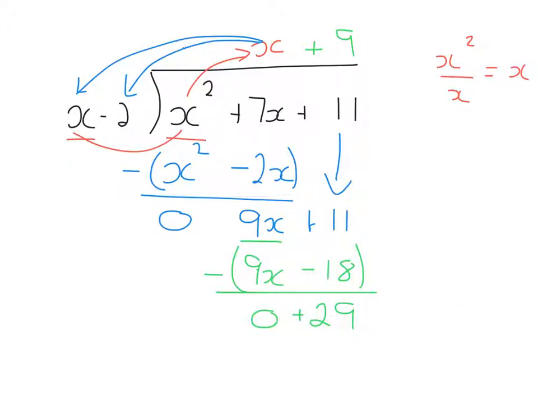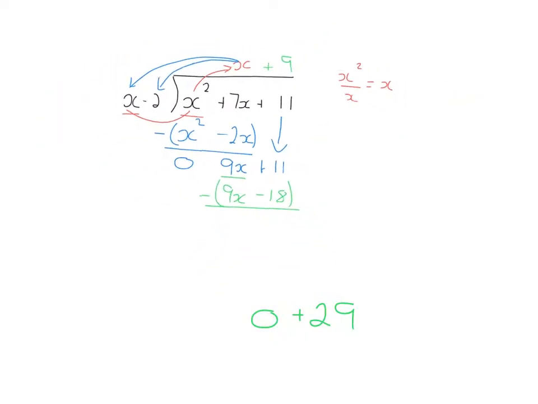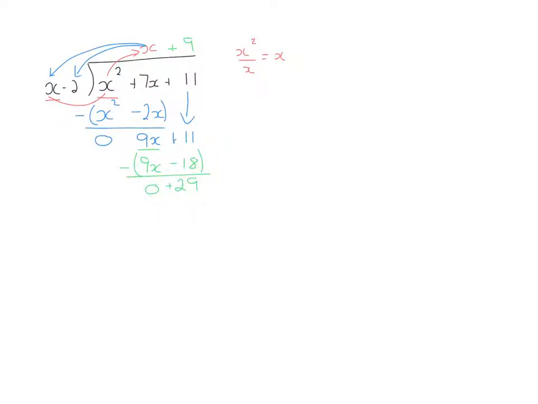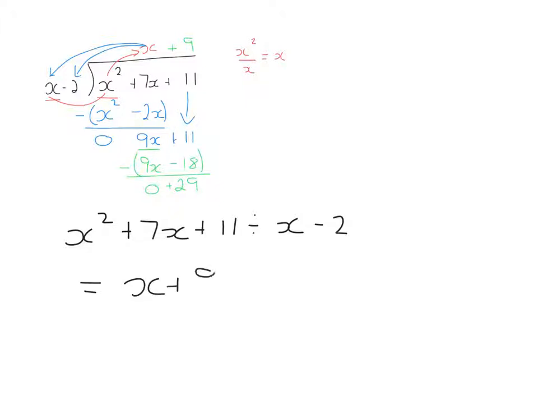So what I can do is stop dividing there, stop dividing and start just writing the answer. So I can say, I'll write it all out in the full formula, x squared plus 7x plus 11 divided by x minus 2 equals, now the answer is above the line up here at x plus 9, so it equals x plus 9 remainder 29.